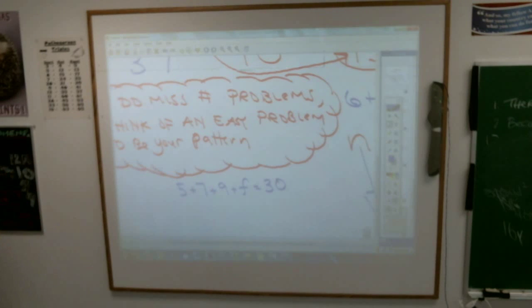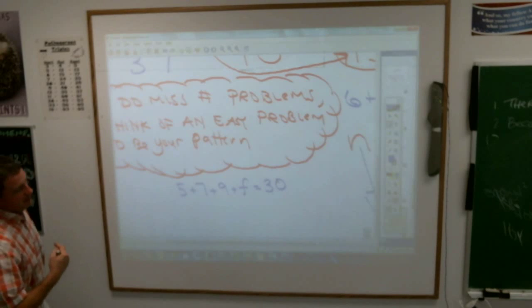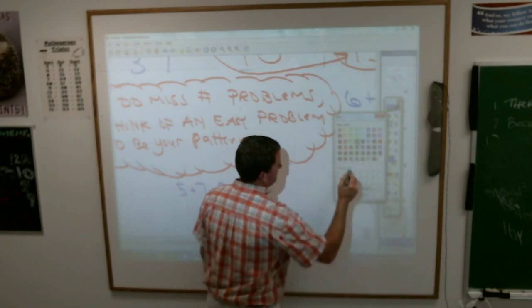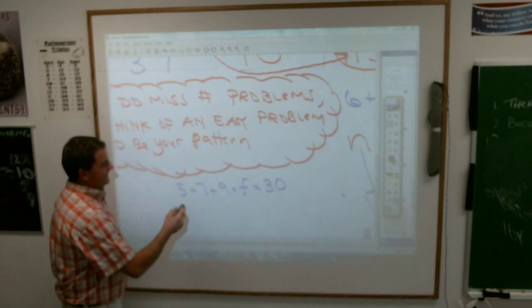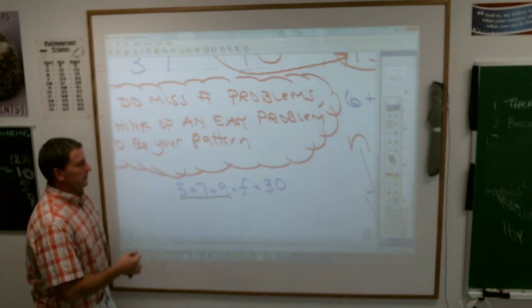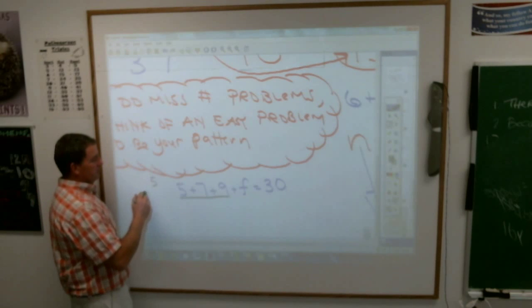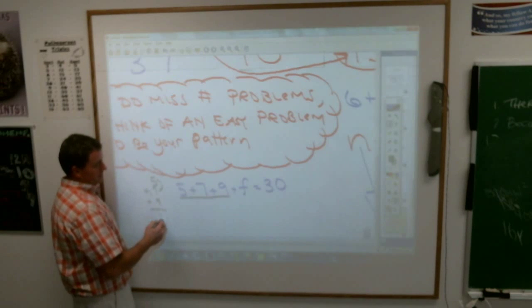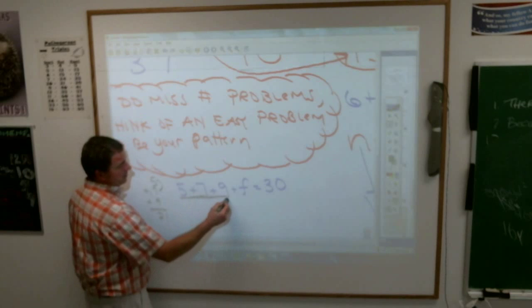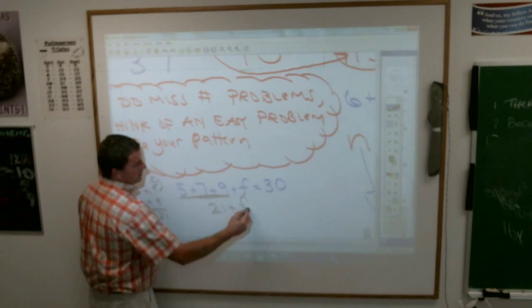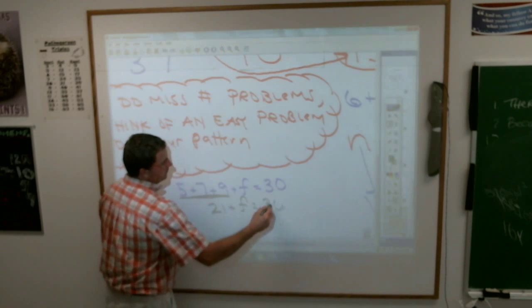Now, we don't really have an easy problem that goes along with this, so I'm just going to tell you what you're going to need to do. The first thing you need to do is put together the ones that you know, that they already tell you. What is 5 plus 7 plus 9? 5 plus 7 is 12. 12 plus 9 is? 21. So this all equals 21, and then you're at 21 plus what number equals 30?